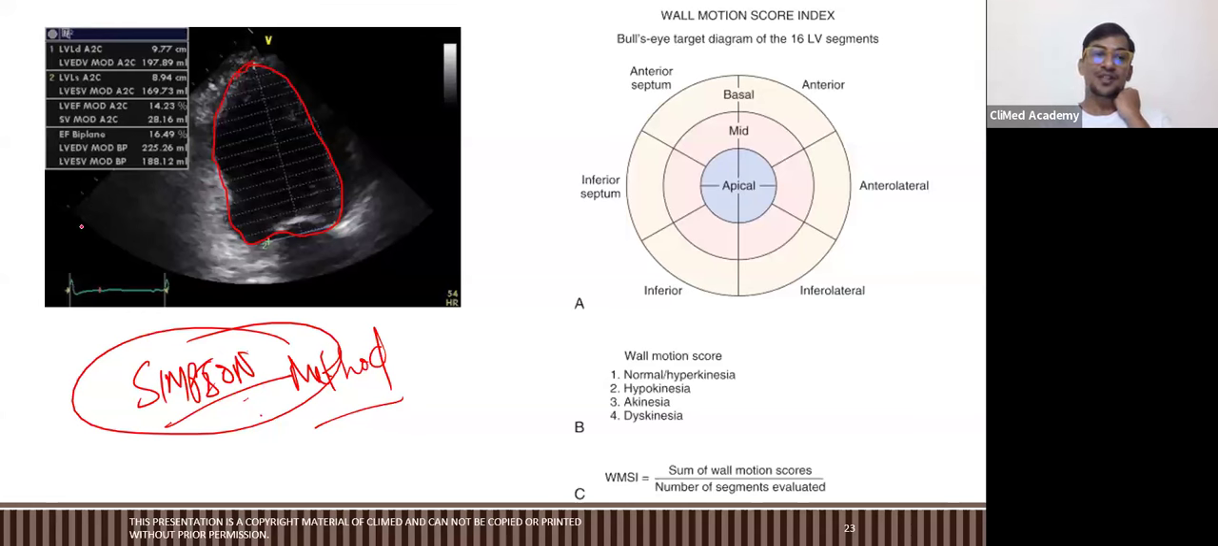So with the help of the Simpson method, we check the LVEF, left ventricular ejection fraction, we call it EF. Based on the Simpson method, we check the volume in the left ventricle and the filling pressure, like the output, and based on that we calculate the EF, ejection fraction.